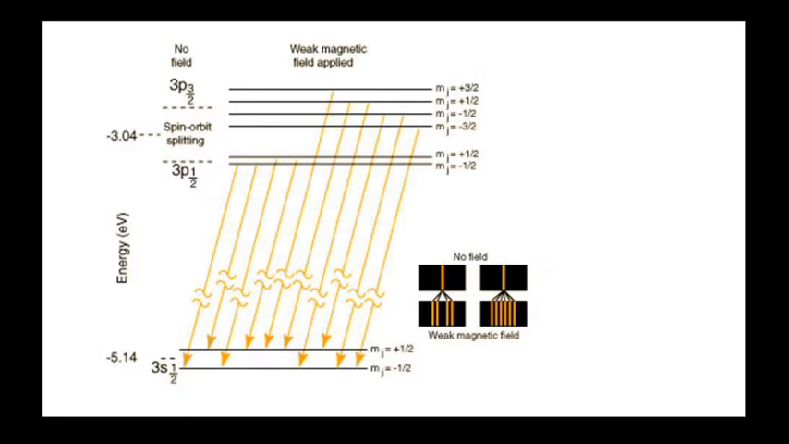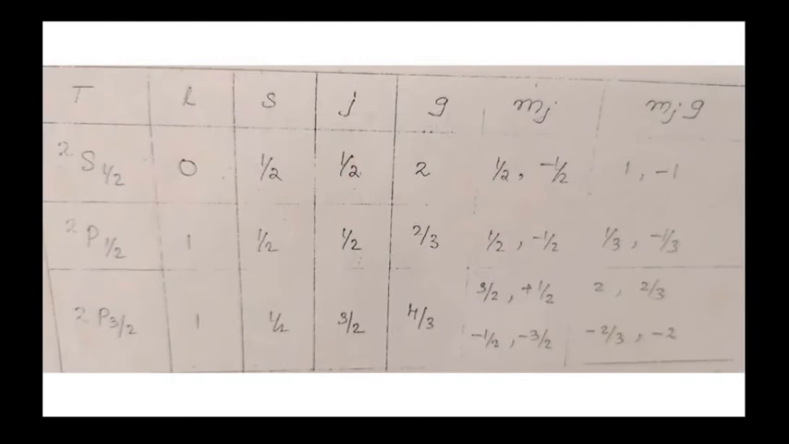Now let us check the energy separation between the energy levels, and this tabular column helps you find the energy separation for 2s 1/2, 2p 3/2 and 2p 1/2. For 2s 1/2, L equals 0 and S equals 1/2, J is equal to 1/2, and g is equal to 2.